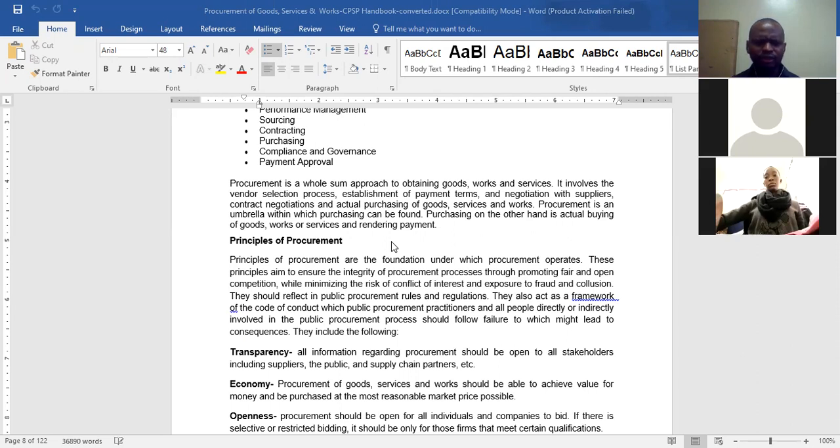Then procurement is the umbrella within which the organization operates. So it is an umbrella. Without procurement, therefore, there is no way you are going to succeed or to survive as an organization. Purchasing, on the other hand, is the actual buying of goods, works, or services and rendering payment. So purchasing is just like you are buying goods to achieve a particular objective in the organization.